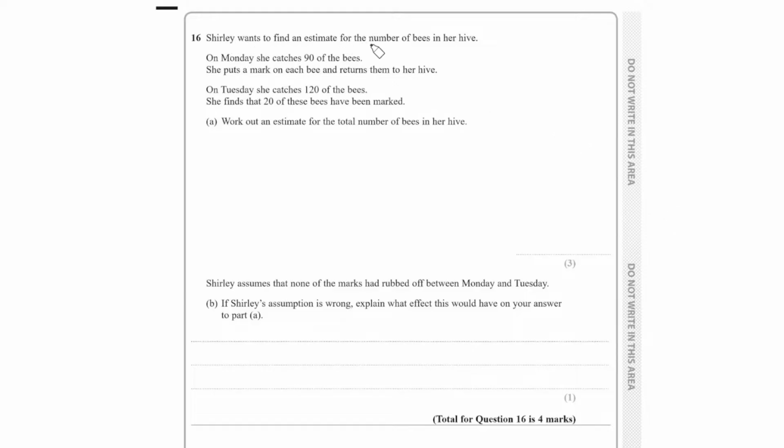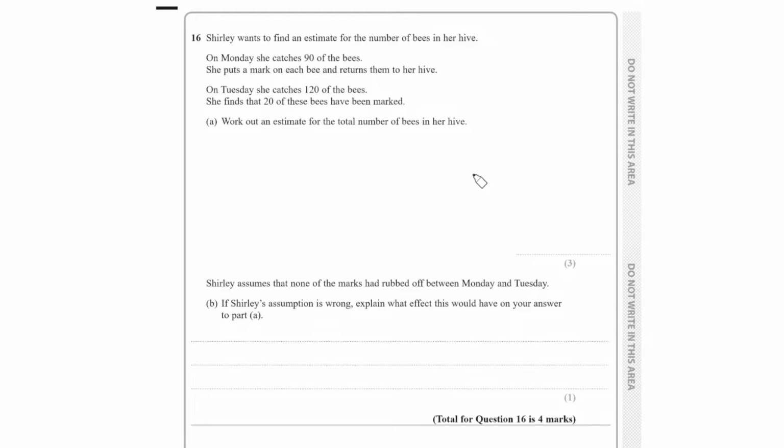So Shirley wants to find an estimate for the number of bees in her hive. On Monday, she catches 90 of the bees. She puts a mark on each bee and returns them to her hive. On Tuesday, she catches 120 of the bees and she finds that 20 of these bees have been marked.